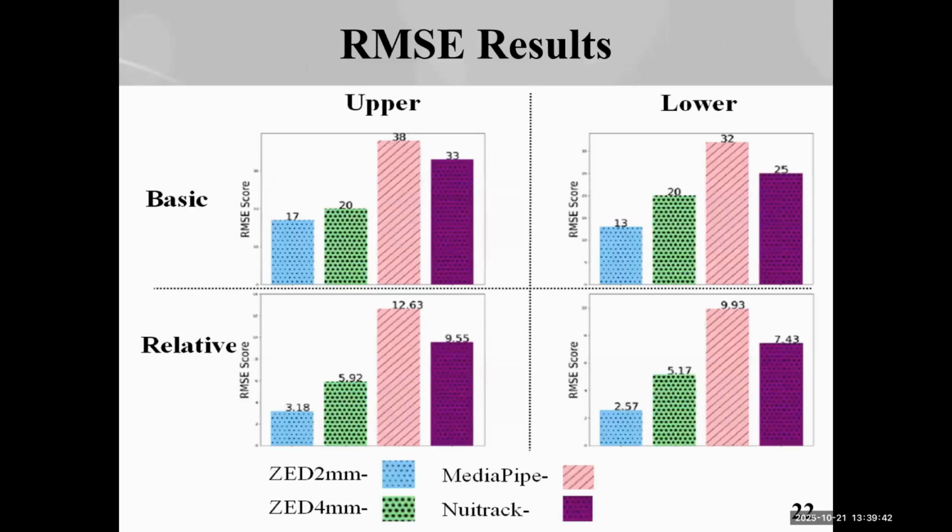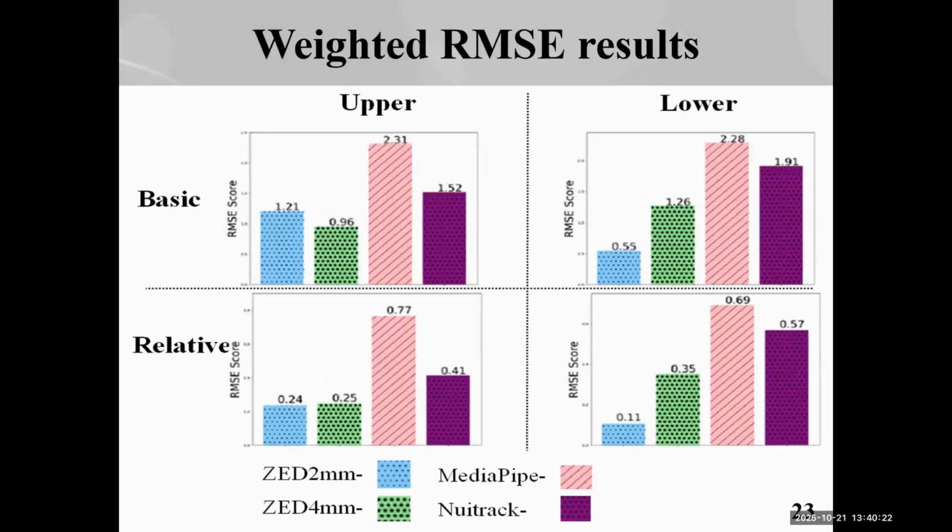In the next graph, we can see the summed scaled RMSE result for each camera. Each different color represents a different combination of camera and algorithm. The first column is for the upper body, and the second column for the lower body. The first row is using the basic normalization, and the second is the relative. And here, we did not use the important feature weights, and we gave the same importance to all the features. We can see that no matter which research focus or which scaling technique we use, the trend is the same. The Z2 millimeter performs the best, then the Z4 millimeter, then the Nuitrack, and at last the MediaPipe.